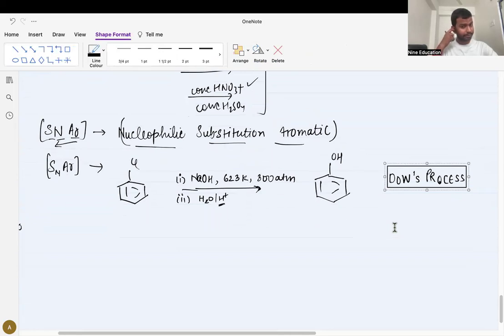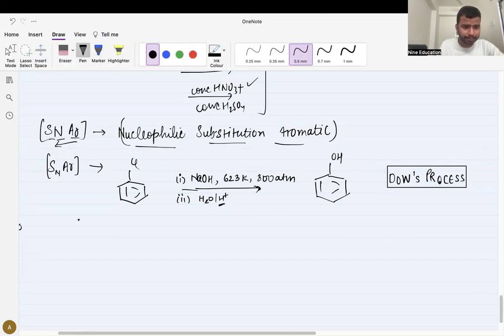Let's see the mechanism. Let's look at the mechanism of the Dow process. Let's say I have chlorine here.